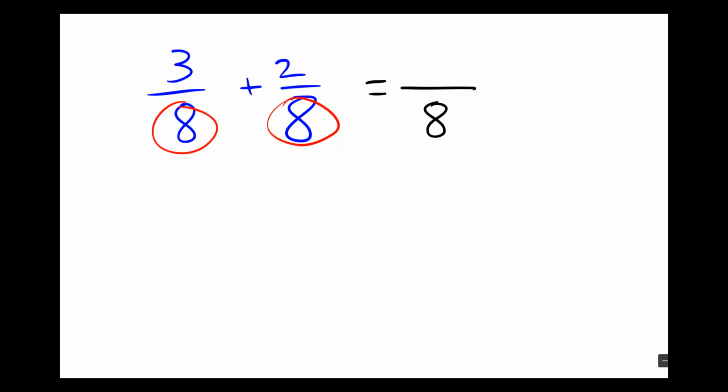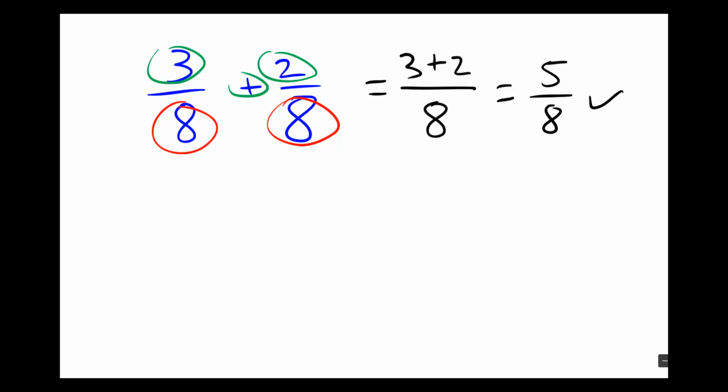Now, at the top, what I'm going to write is 3 plus 2, right over here. So 3 plus 2. And all we've got to do is solve this. So 3 plus 2 is 5. Over, again, if the bottom number is the same, we're going to leave it. So 8. Now, this is the most simplest type of question you will get. If you ever see a fraction with the same denominator, this is exactly how you solve it.